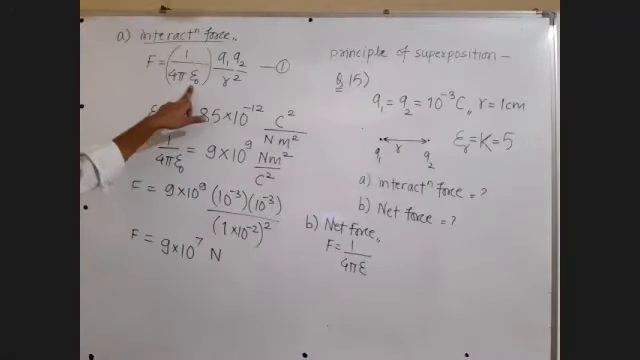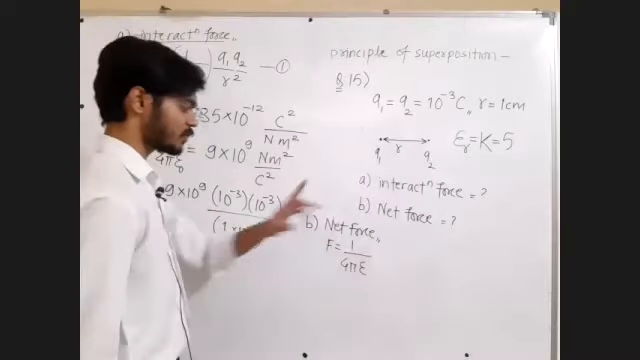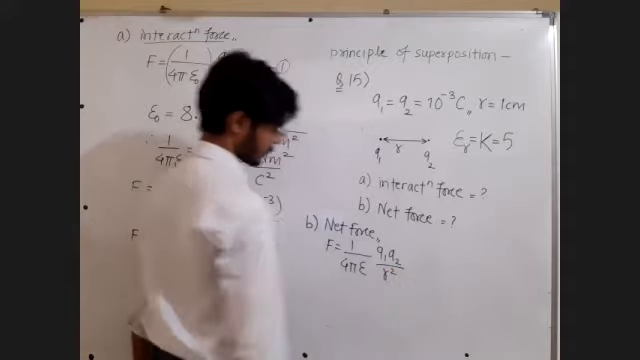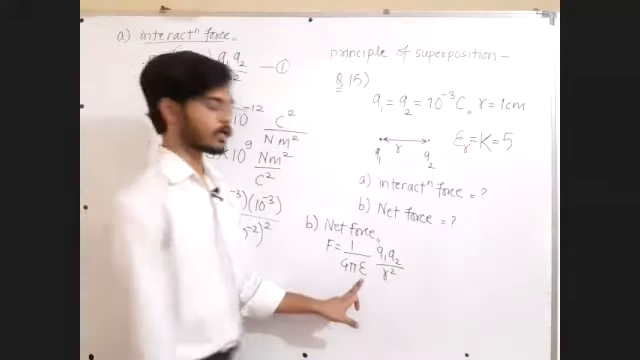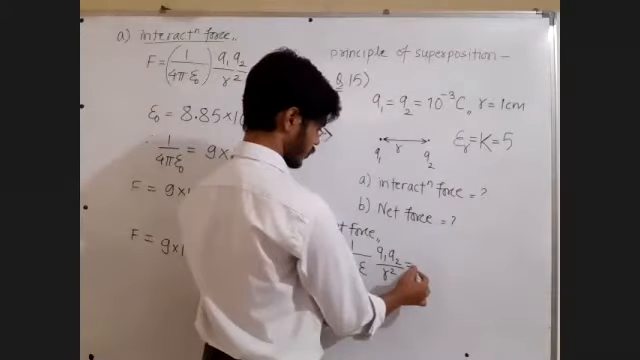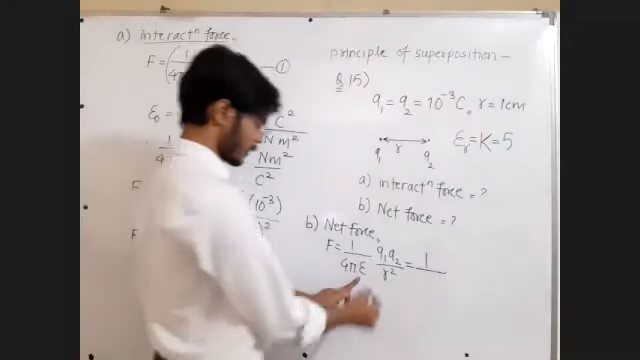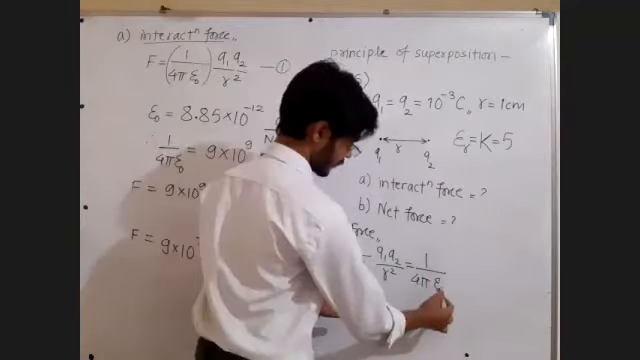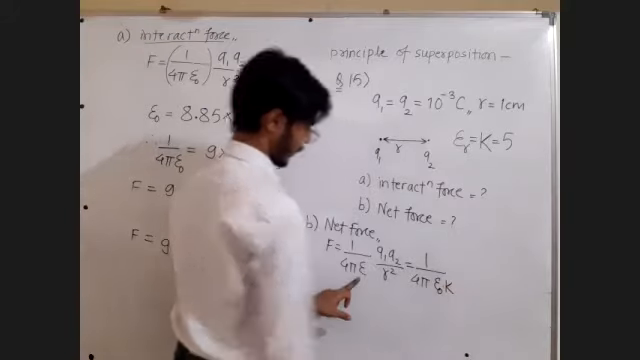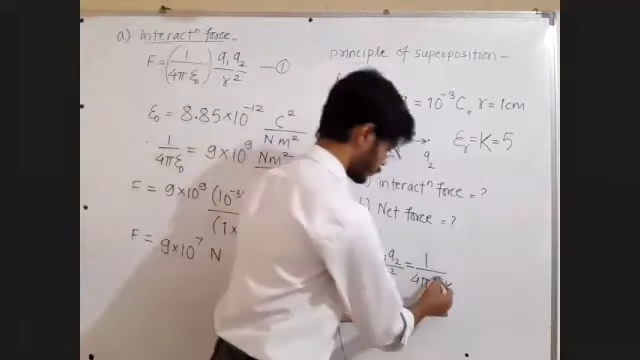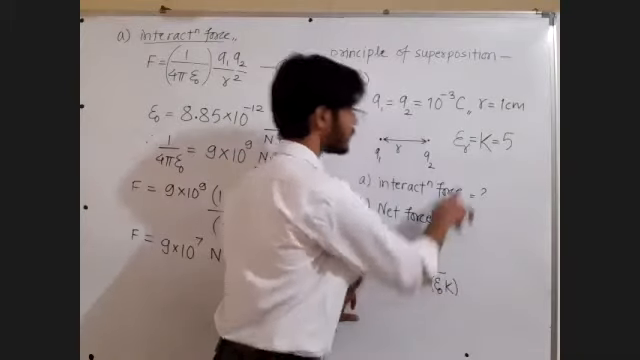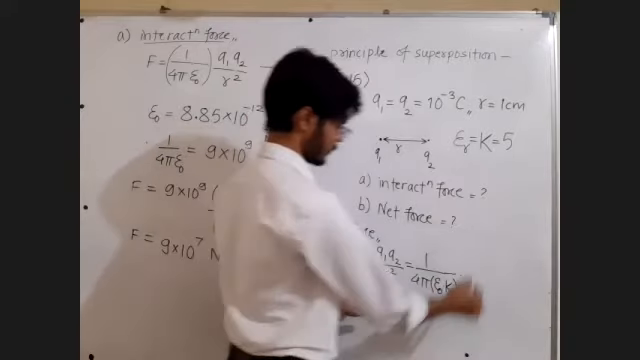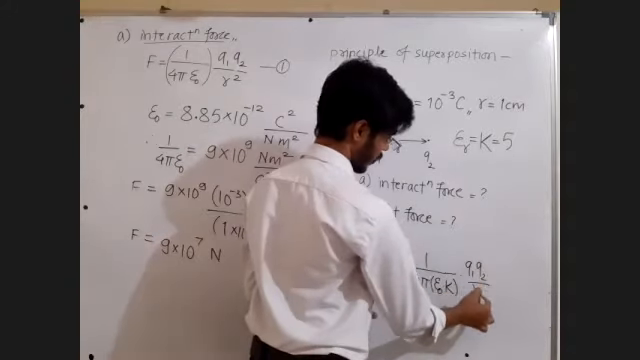If there is vacuum, write epsilon 0. If there is medium, write epsilon. 1 upon 4 pi epsilon Q1 Q2 upon R square. But sir, the value of epsilon is not given. But sir, we know epsilon replacement. What is epsilon replacement? Sir, epsilon is replaced by epsilon 0 into capital K. Epsilon can be replaced by epsilon 0 into epsilon R, but epsilon R means capital K. Okay, fine. Multiplied by Q1, Q2 upon R square as it is.